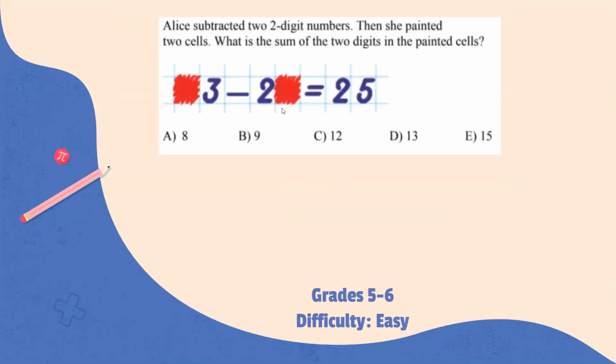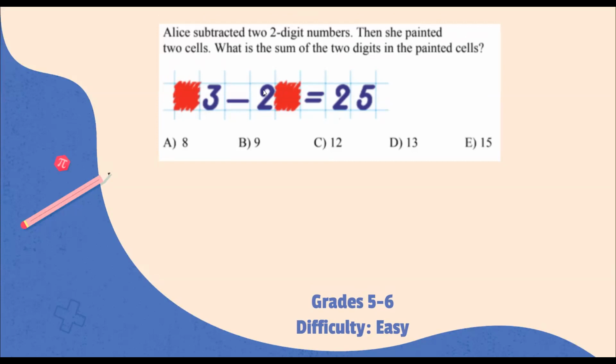Alright, and here is Alice subtracts two 2-digit numbers and she paints in the 2 cells. What's the sum of the 2 digits in the painted cells? So this red box is covering a number and this red box is covering a different number, and I want you guys to tell me what the sum of these 2 numbers is.